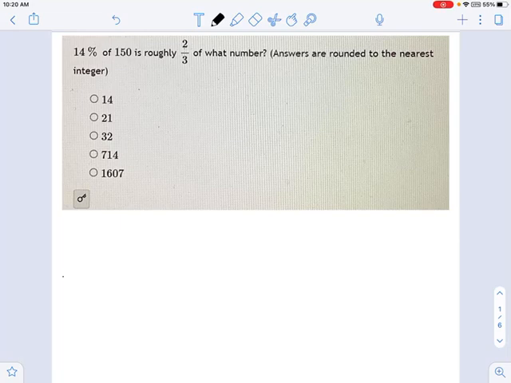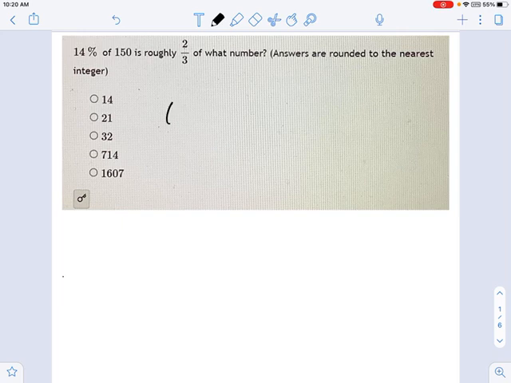This is a question involving percentages and fractions, and to solve it, I want to set up what's called a math sentence. I'm going to translate this right here into math words instead of English words. So it's not as bad as it sounds. Let's just start writing. 14% of 150.